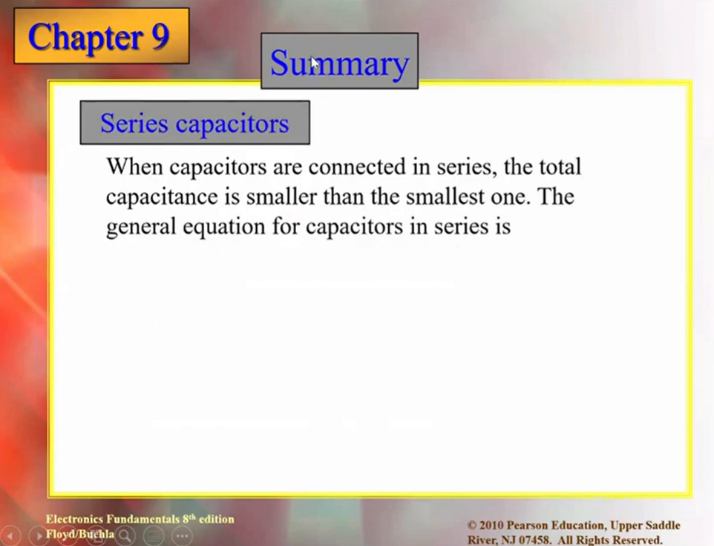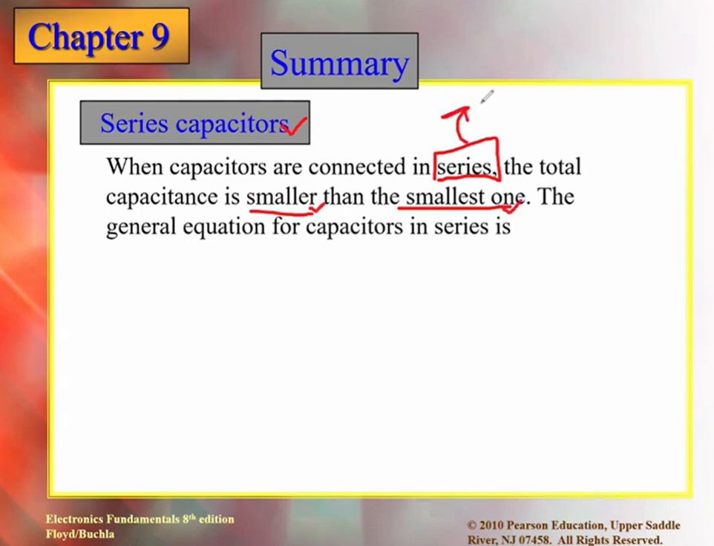Now, this is series capacitors, which could be new for you. We can have a circuit in which we have many capacitors connected in series. When capacitors are connected in series, the total capacitance is smaller than the smallest one. It is the opposite of the concept you learned for resistance. In resistance, when resistors are connected in series, does the total resistance increase or decrease? Increase. This is series. So here we have a total smaller than the smallest one.